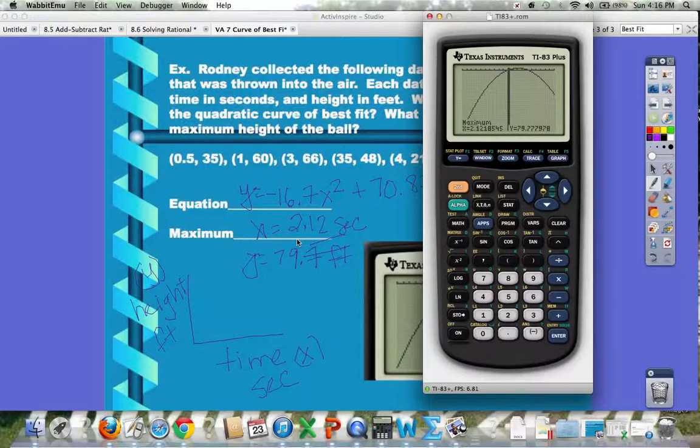Kind of like when we were doing system of equations, you had to define the variables. X stands for time, so in other words, when he hit the ball, 2.12 seconds later, it was at its maximum height of 79.7 feet. So the highest point is your y, and the time it took to get there was 2.12. Okay? All right. Does everybody have that so far?